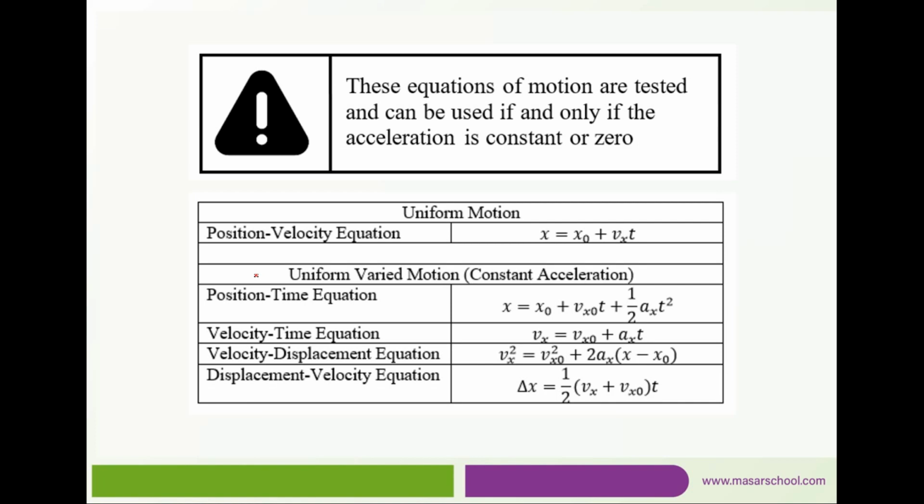Now here there is an alert sign saying that these equations of motion can be used if and only if the acceleration is constant or zero. In the case where the acceleration is varying, we cannot use these equations, and this needs a calculus approach, as we shall see later. Alright, so one of the tasks that you should do is to compare these equations with the equation sheet that you have on your paper exam, and to compare whether these equations are given or not.